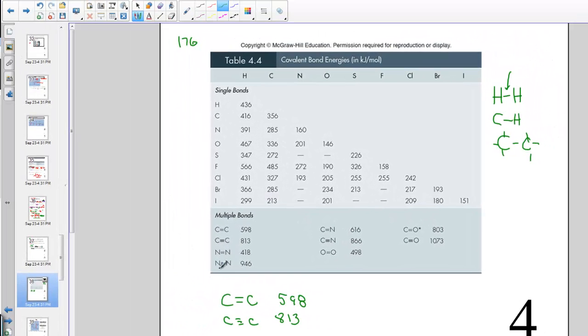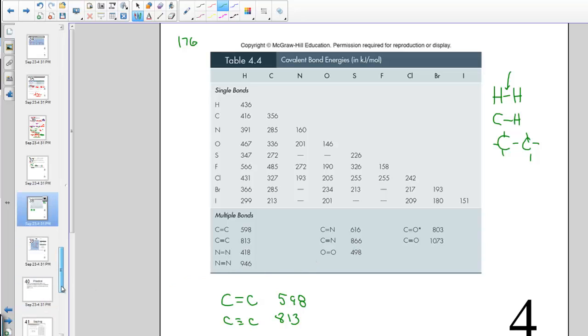N double bond N, N triple bond N, C double bond N, C triple bond N. Here's O double bond O, C double bond O, C triple bond O, which we're looking at here. So single bonds and multiple bonds, each one of those is going to be used to calculate how much energy it requires to break a bond.